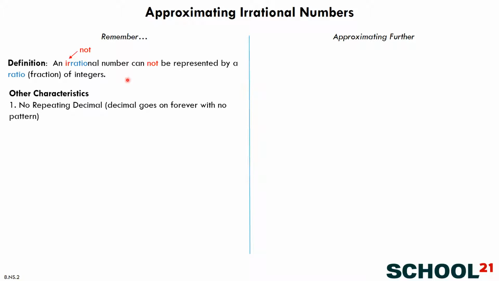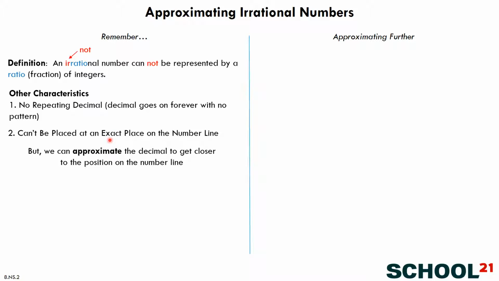Now let's look at a couple of other characteristics which you probably also know. One is that there's no repeating decimal. The decimal will go on forever on an irrational number with no pattern to it. Remember that? Yeah. And the second is it can't be placed at an exact place on the number line. So it can't be placed at an exact place, and we can't get an exact decimal, but we can do what's called approximating to get an approximate decimal value for the irrational number.